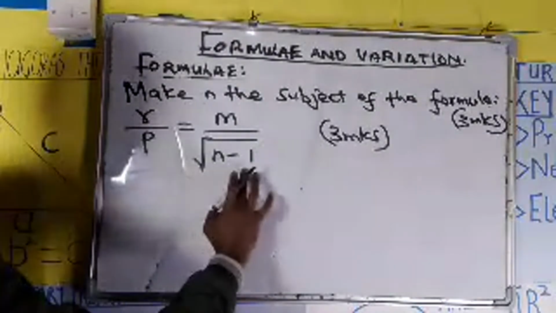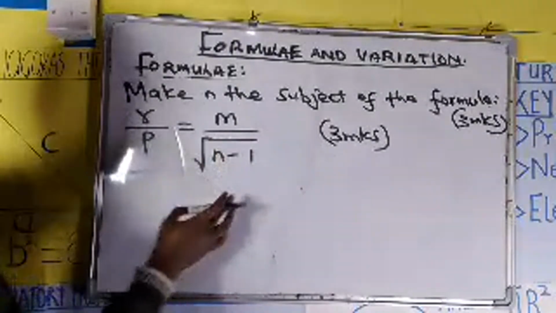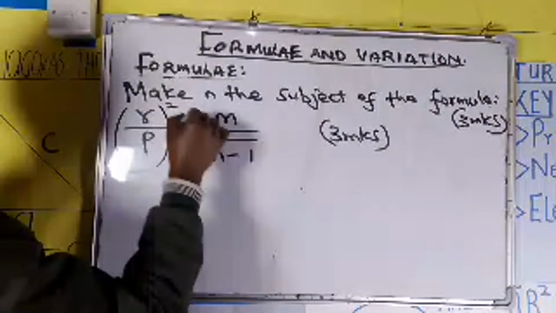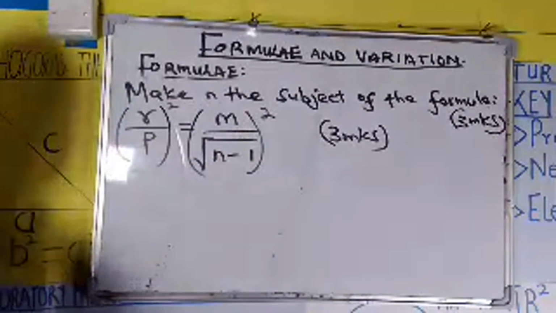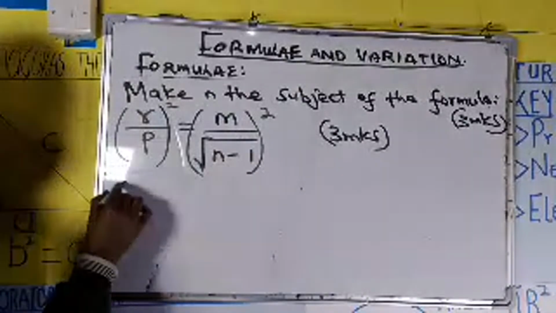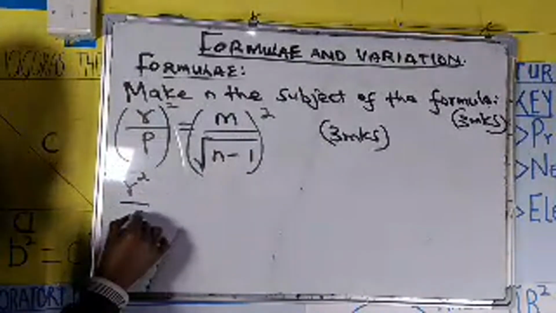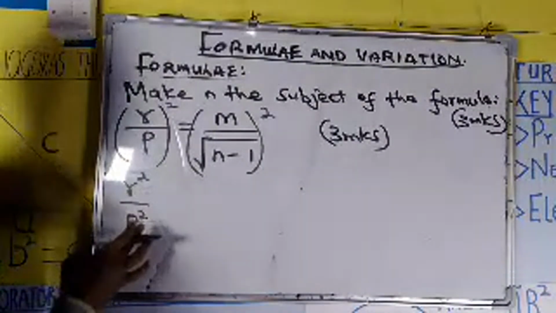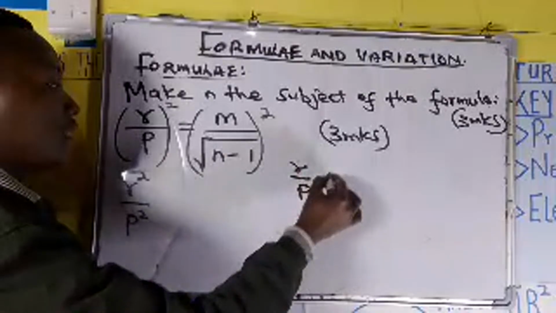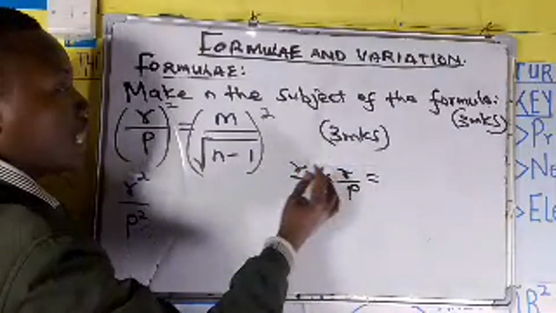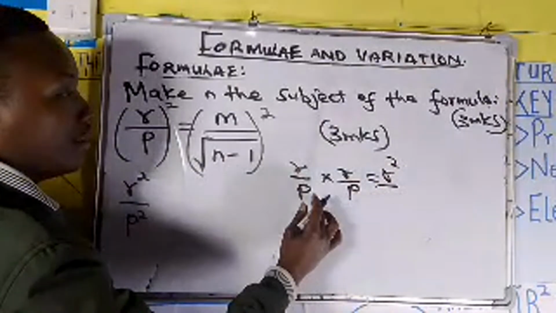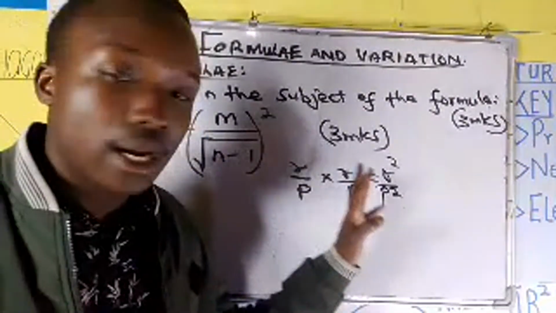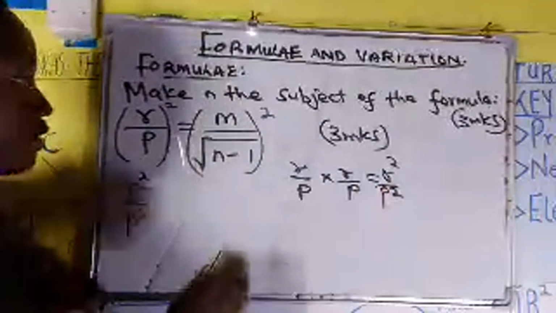Tulisema ukiona square root sign, tunang'ang'ana kutoa hii square root sign, and the only way we can eliminate this square root sign is by squaring both sides. We square there and we square there. So when you square both sides, this one will be equal to r squared over p squared. Why are we saying r squared over p squared? Because r over p times r over p is going to be r times r is r squared over p times p is equal to p squared. So that is why we are getting it as r squared over p squared.